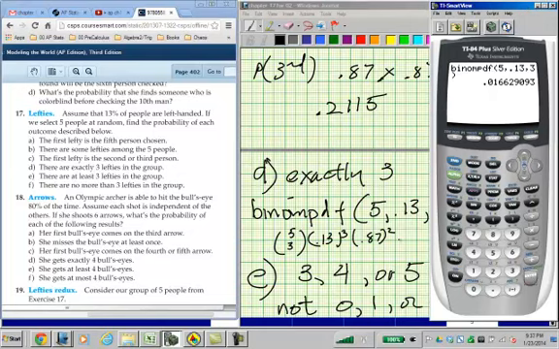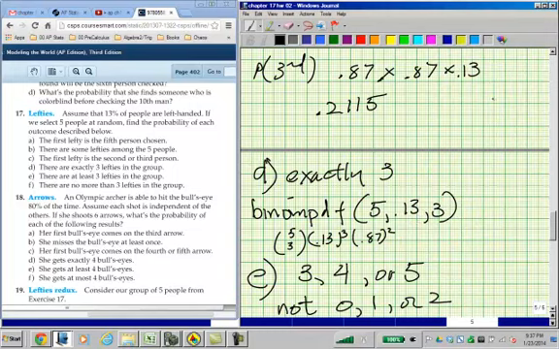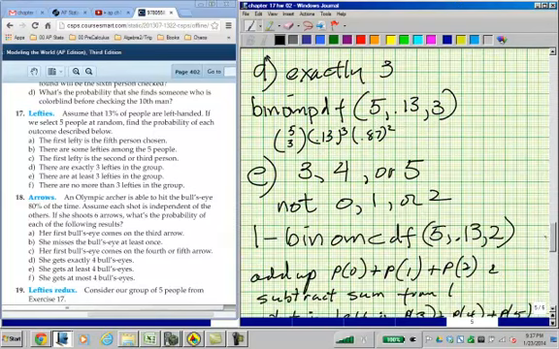Now, E, 3, 4, or 5. There are at least 3 lefties in the group. At least 3 means greater than or equal to 3. 3, 4, or 5. That means not 0, 1, or 2.